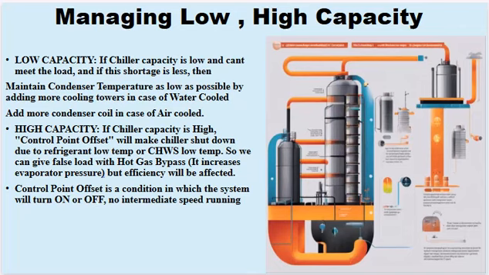Now for high capacity, this is when the chiller is producing too much cooling. The system has something called control point offset, which will shut down the chiller if it gets too cold, like how your refrigerator turns off when it reaches the right temperature. To fix this, we can use something called hot gas bypass. Think of it as a pressure release valve that helps control the system, though it will use more energy.